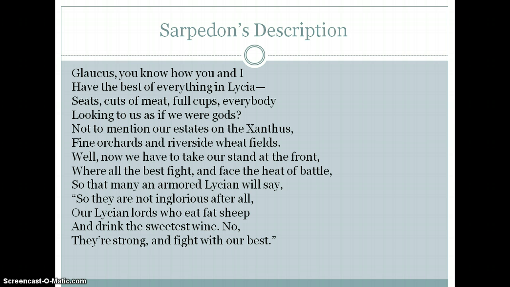It reads, Glaucus, you know how you and I have the best of everything in Lycia. Seats, cuts of meat, full cups, everybody looking to us as if we were gods.